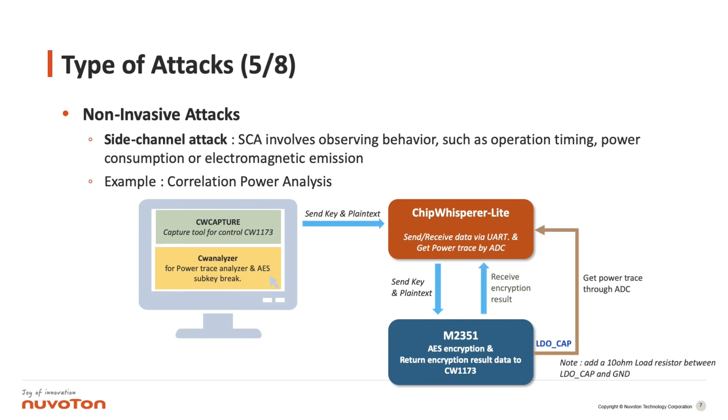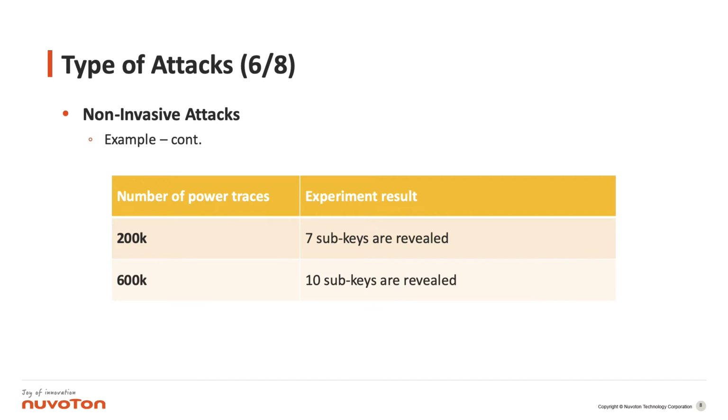At this time, ChipWhisperer-Lite uses its ADC pin to measure the power consumption change of the M2351 LDO pin. Once the encryption is done, M2351 sends the ciphertext to ChipWhisperer-Lite. Then ChipWhisperer-Lite sends the ciphertext and the measured power consumption signal, which is also called the power trace, to the PC. In this experiment, the analysis program of ChipWhisperer-Lite used the method of correlation power analysis.